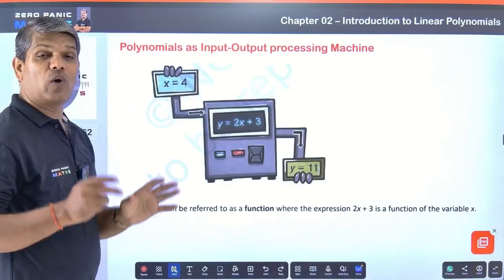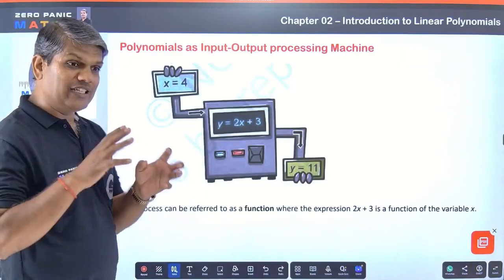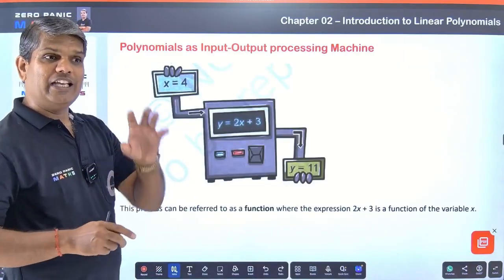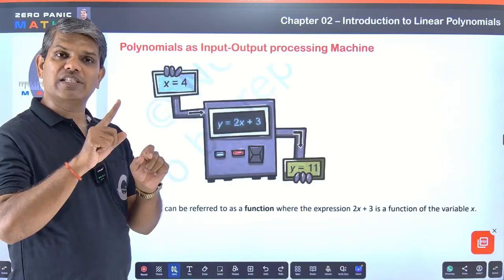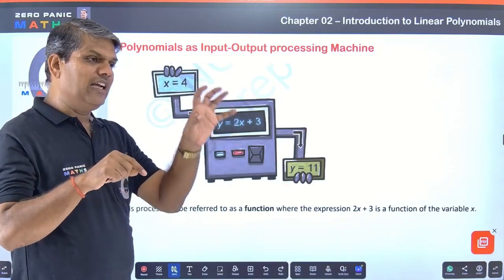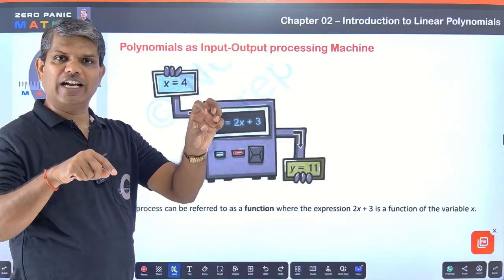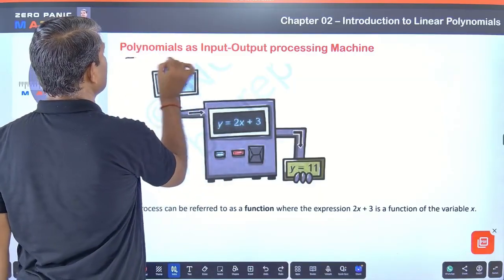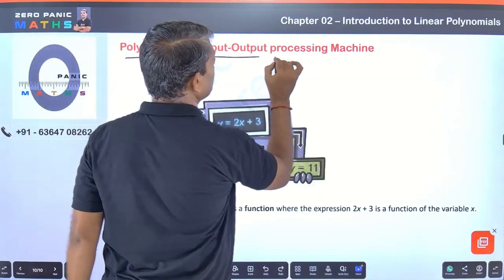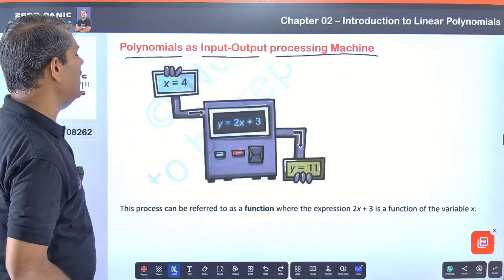Now there is one simple concept that they have explained. This linear equation has one variable which is considered as an input, and the whole expression's value can be considered as an output. Correct? So the polynomials can be considered as input output processing machines. Some interesting concept they are explaining.